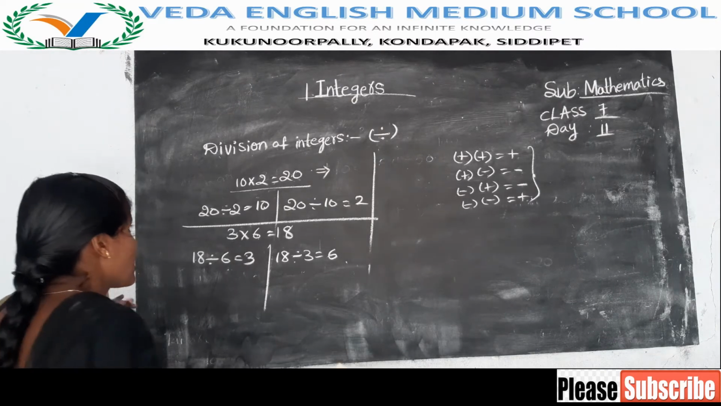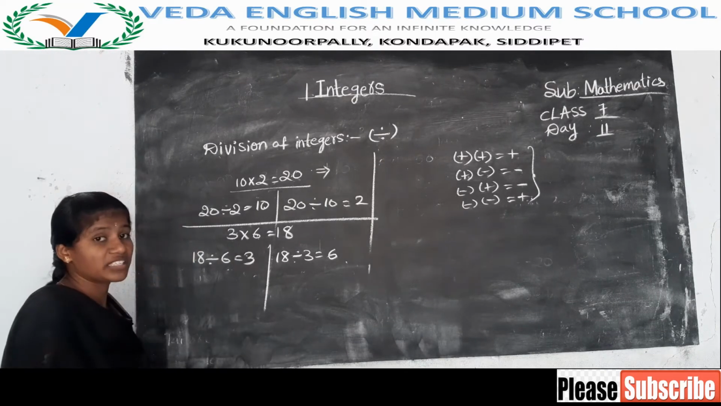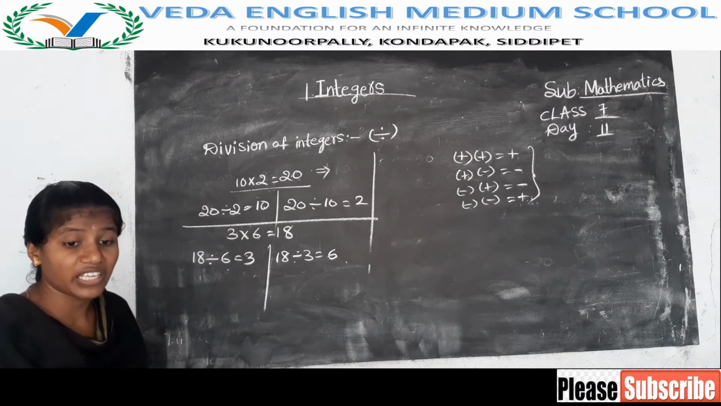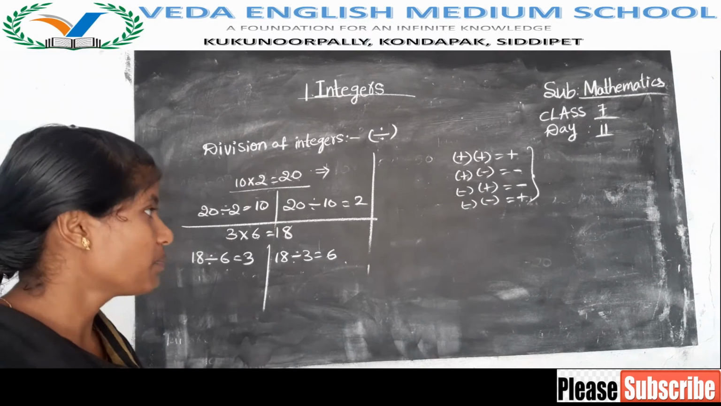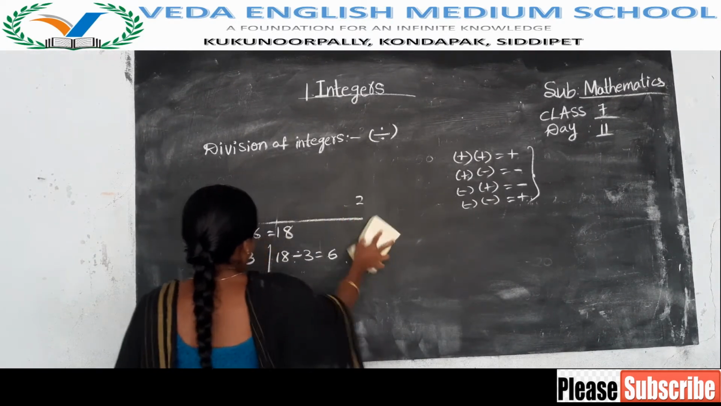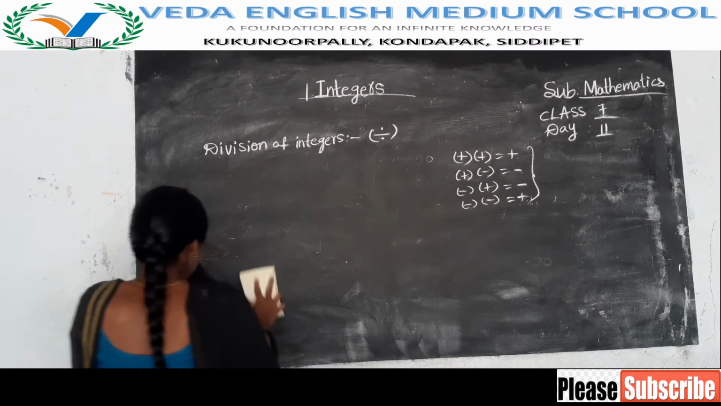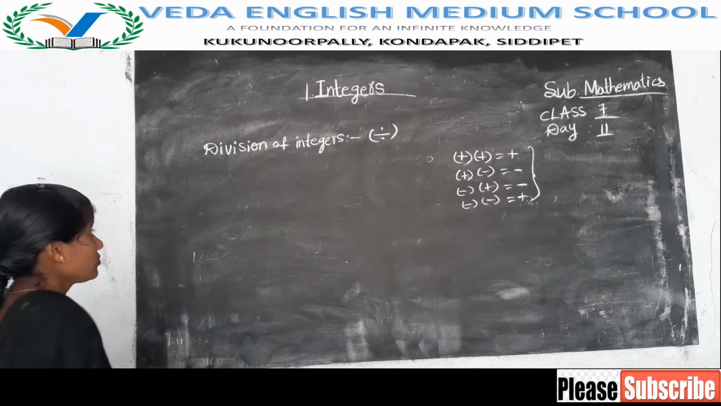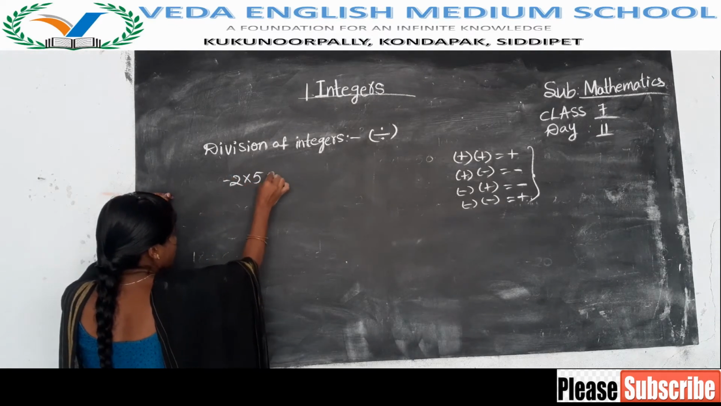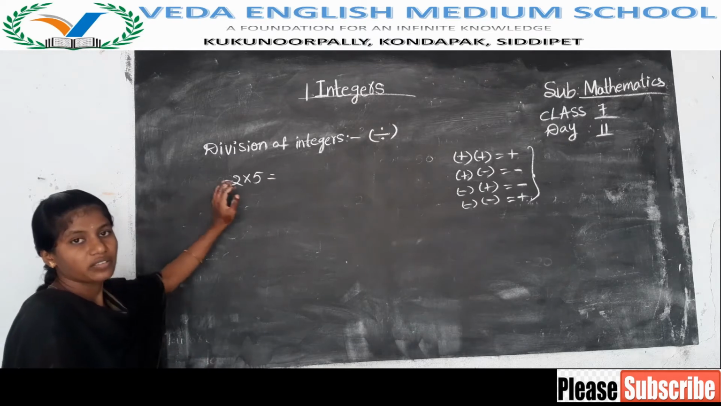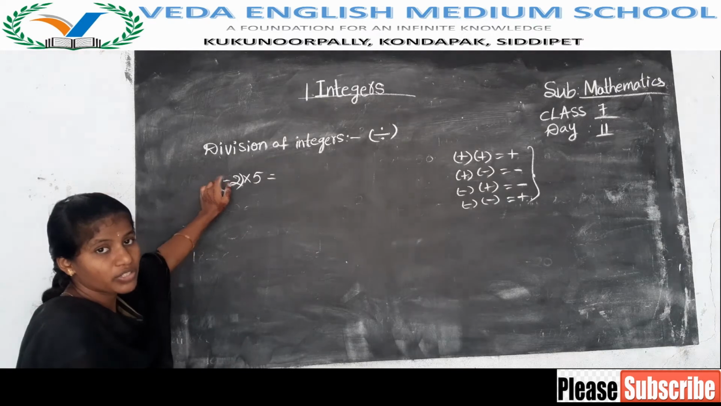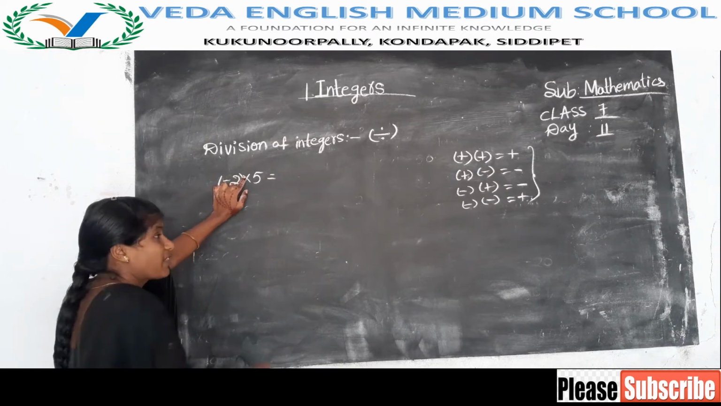Like this, you can find the division of integers. Now here all are positive integers we have taken. If you have one positive integer and one negative integer, then how to find? For example, minus 2 into 5. I already said you always have to write negative numbers in brackets. 2 fives are 10, you first multiply the numbers.